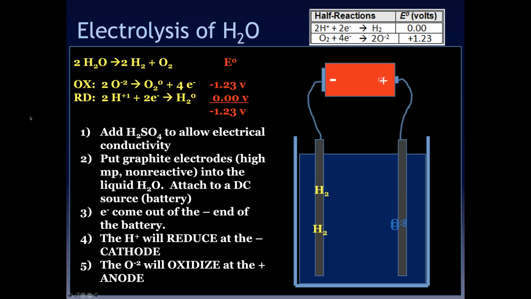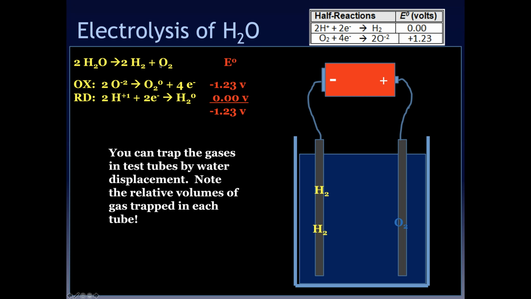Why 4 electrons? Each oxygen changes 2 in charge, so 2 electrons will be stripped for each oxygen, but we have 2 oxygens here, so that's why it's 4. Now you'll notice there's twice as much hydrogen as oxygen. In fact, that's what it says here. We're going to form 2 moles of hydrogen for every mole of oxygen.